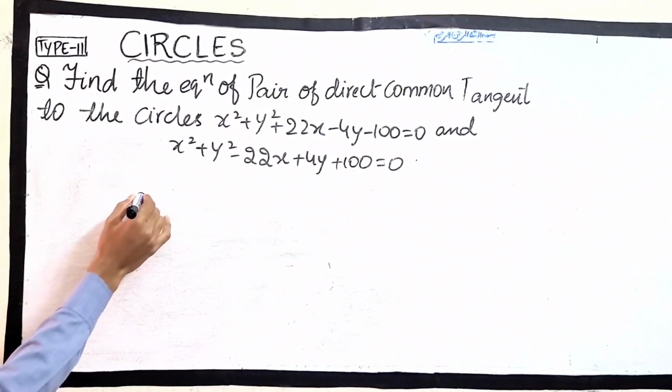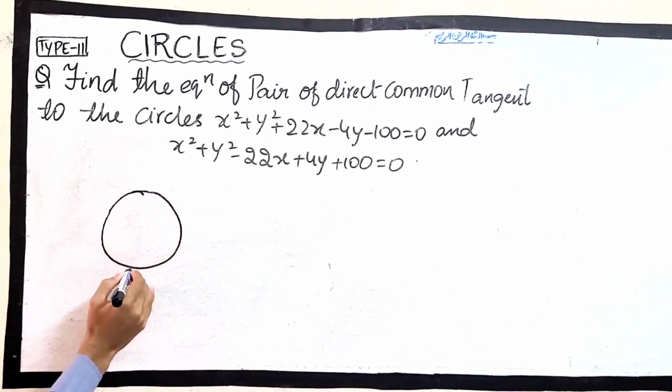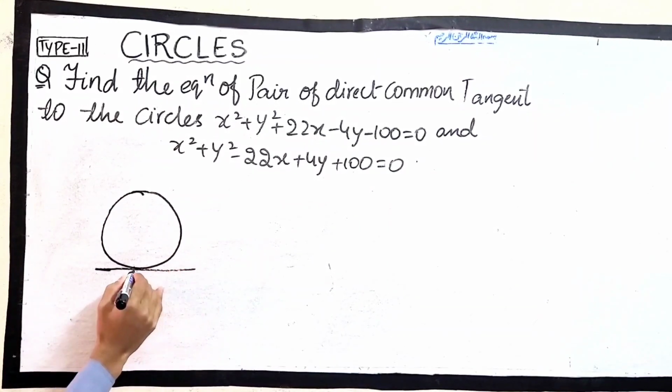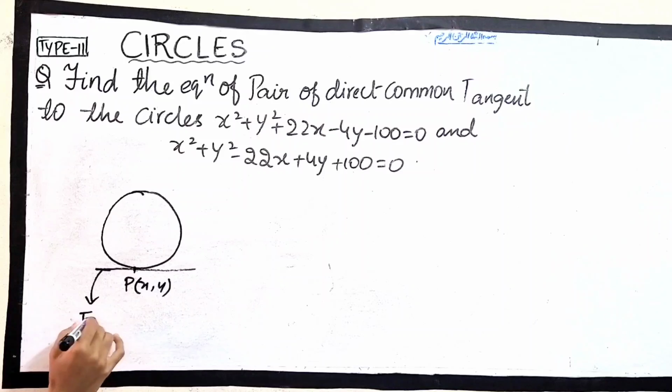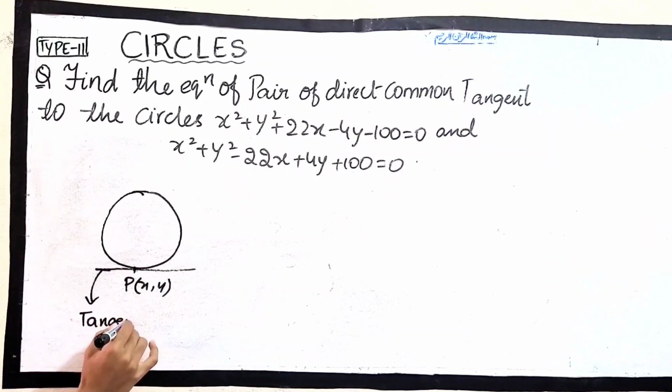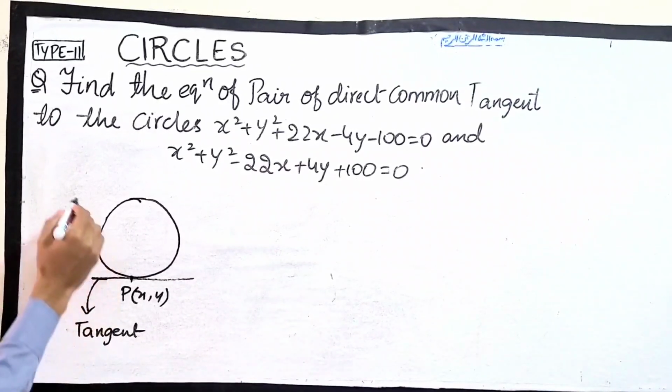So what do you mean by a tangent? A tangent is a line which passes through a single point of the circle. So assume that this is a point P(x, y) which is a tangent. This line is called a tangent, which touches at a single point on the circumference. Did you understand? This question can be asked in 3 different ways in your examination.